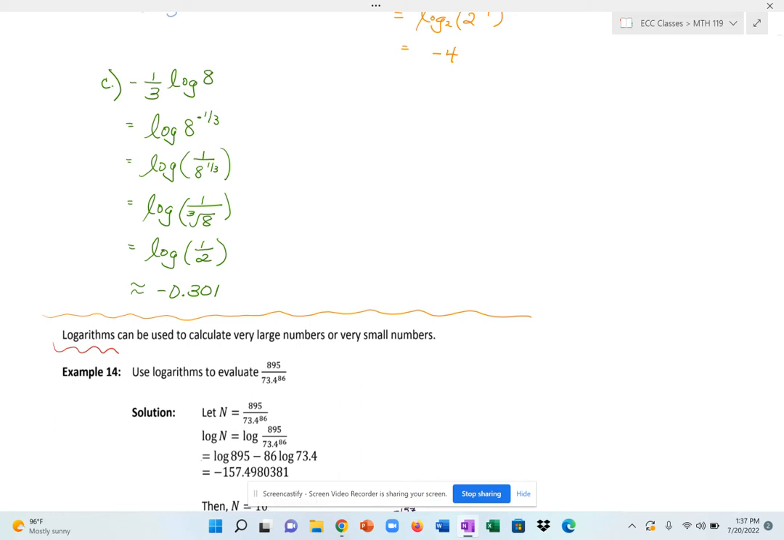And so this would be an example of a number that would be very, very small because my denominator is a very large number. 73.4 raised to the 86th power would be a very, very large number in the denominator. So a relatively small number divided by a very big number becomes a very small number. So you can try putting that into a calculator. You probably will get some sort of error.